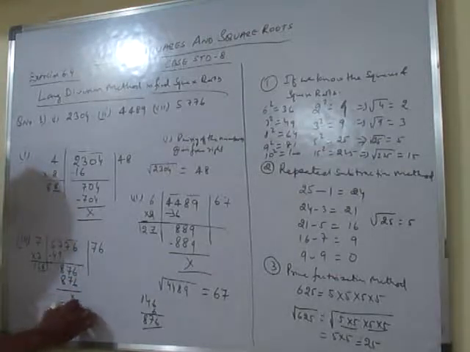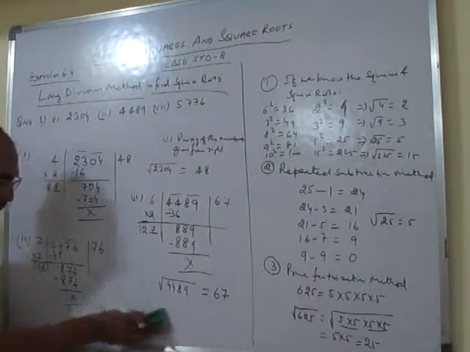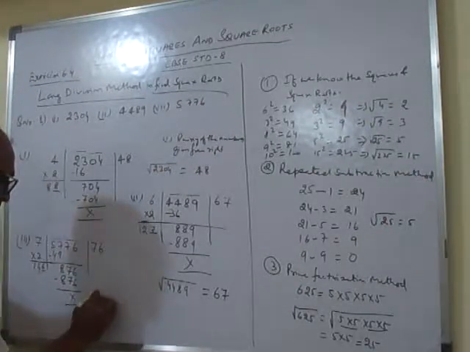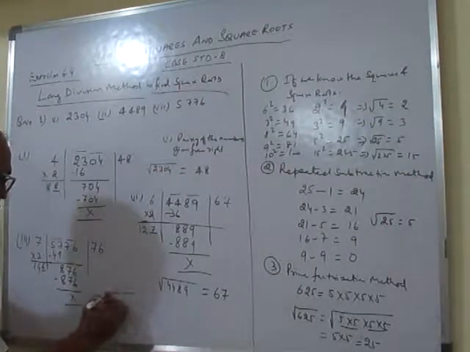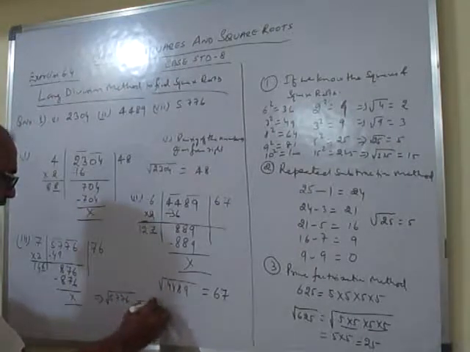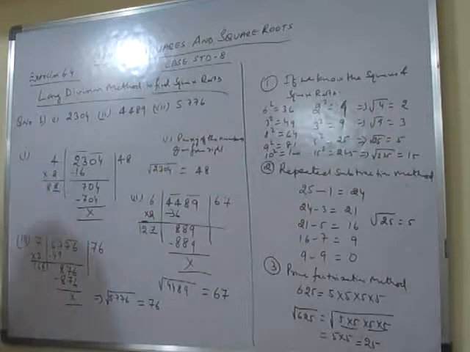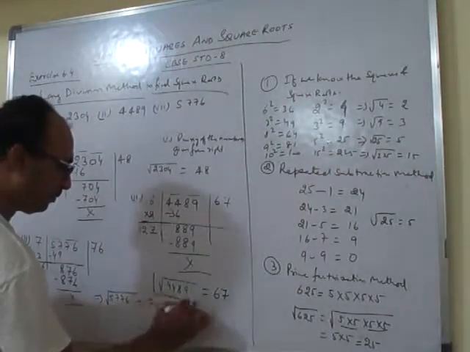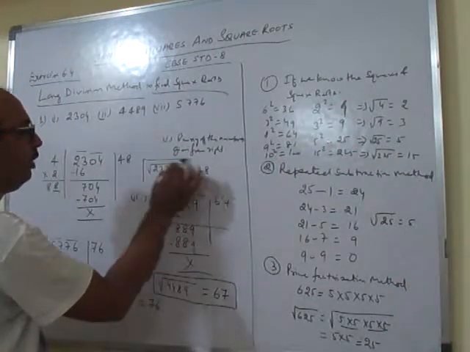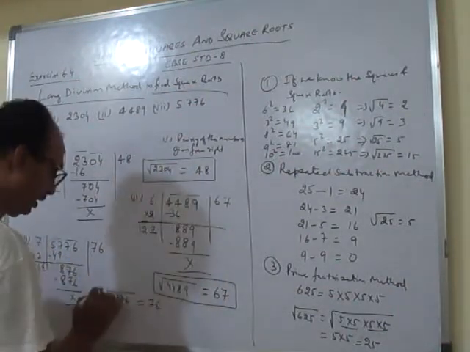Again it is cancelled completely. Cancelled completely? Okay, very nice. It means the square root of 5776 will be equal to 76, gentlemen. In this way we are solving square root by the long division method.